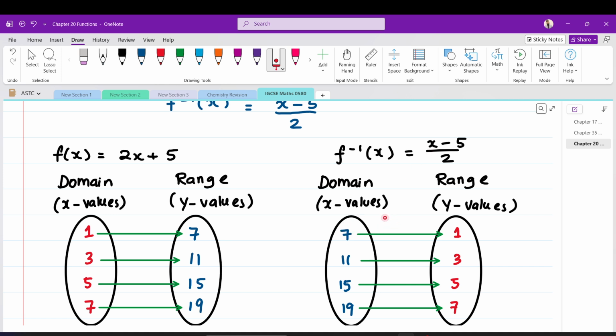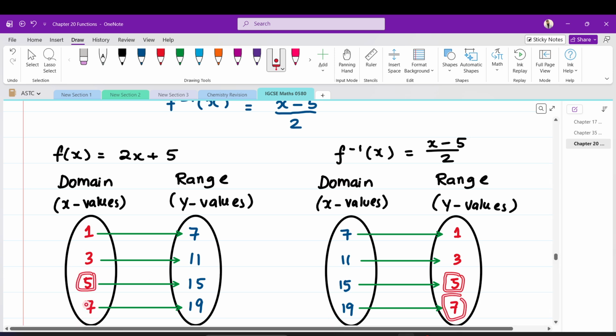Now observe, when I plug this domain value into my inverse function, what happens here? We have 7 minus 5 over 2, which is 2 upon 2, that is equal to 1. So you can see that this is now the same as the domain of the original function. Let's try with another value. Here we have 11. When I plug in over here, 11 minus 5 upon 2, that would be 6 upon 2, which would be 3. So this 3, which is the range of my inverse, is exactly the same as the domain of my original function, and the same concept goes along all the way.